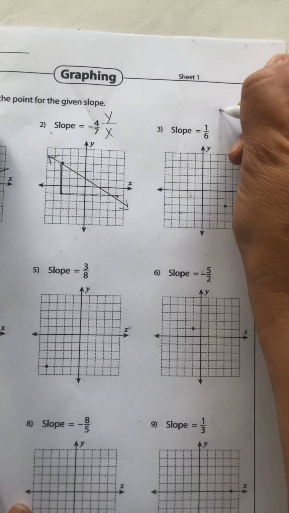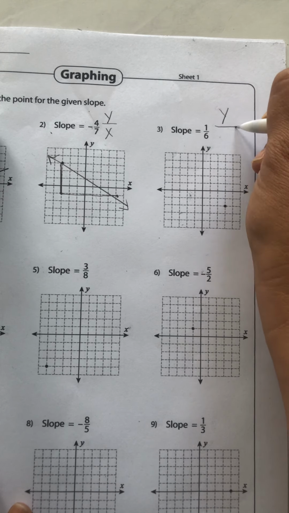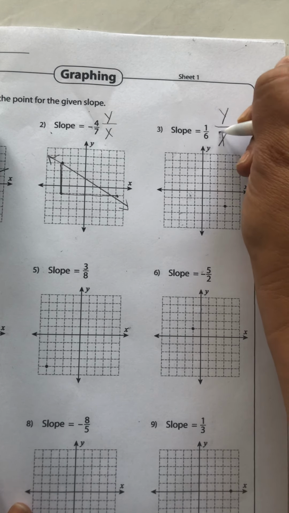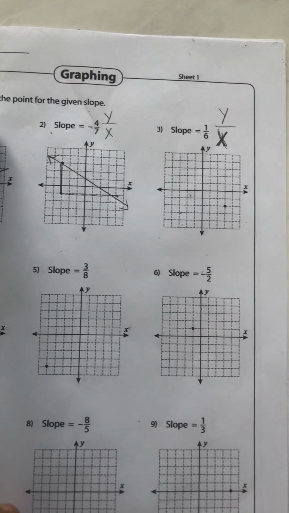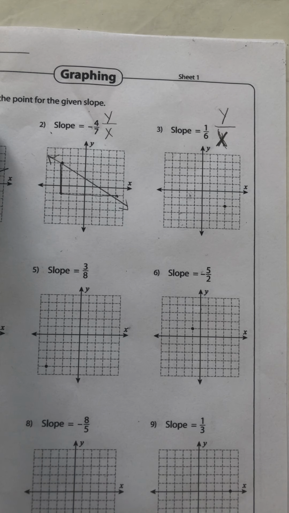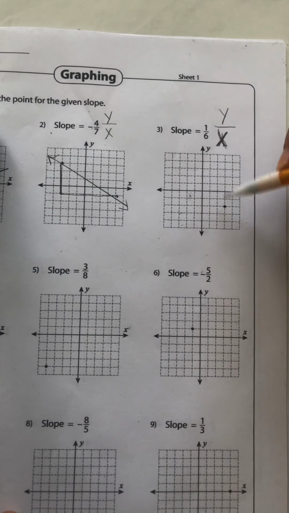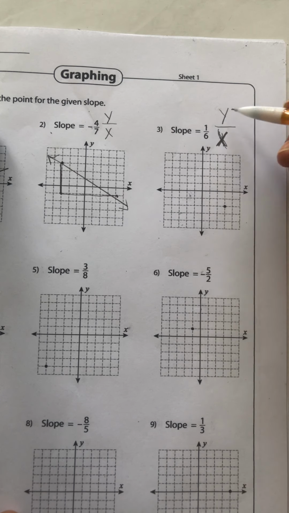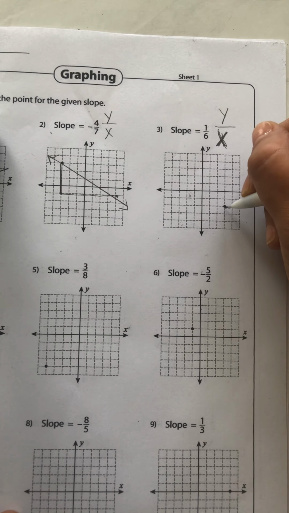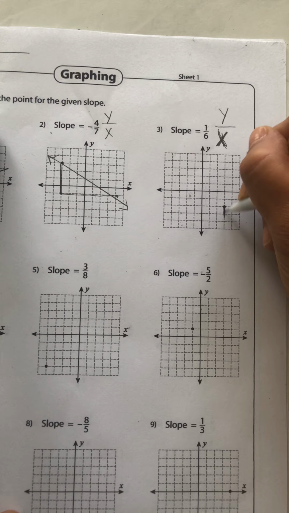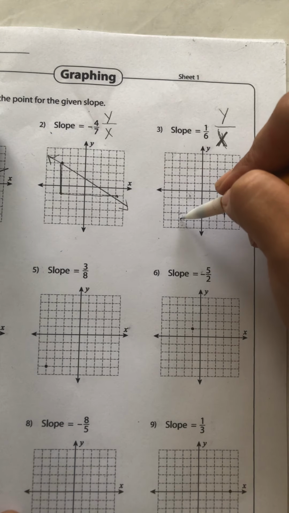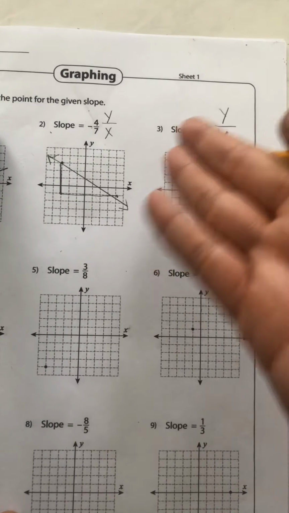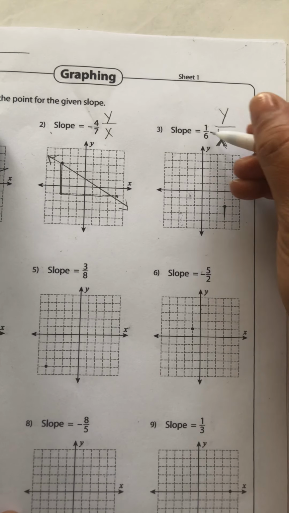So my top number is my rise, and my bottom number is my run, right? So my top number tells me how far up and down I'm gonna go, and my bottom number tells me how far to the left or to the right I'm gonna go. So because the y is 1, that means I have to go down 1, because I know I need to end up down here somewhere. I know I need to slope up to the right. And then it's over 6.